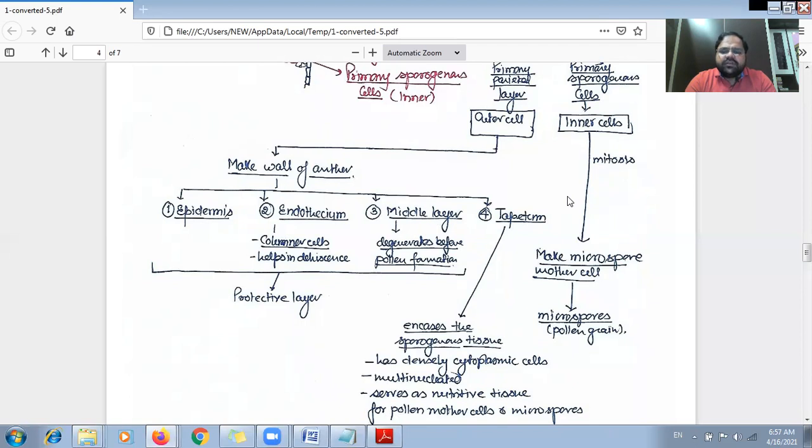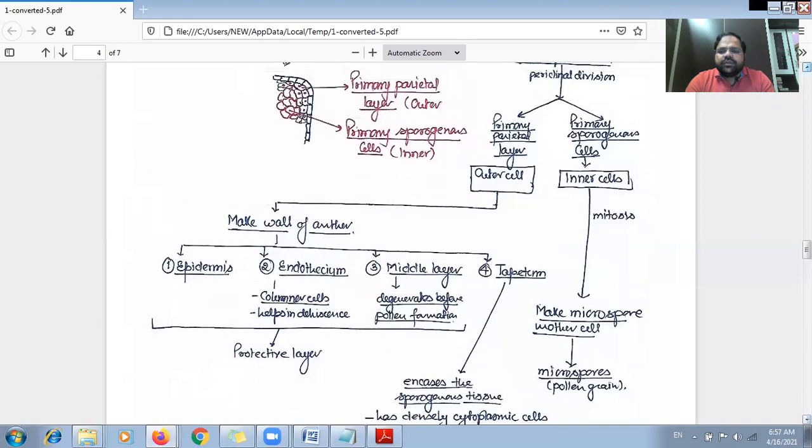So we have already seen the transverse section of the anther. Now we can again see the structure, but before that we will see what happens to the inner layer. The inner layer, known as primary sporogenous cells, will go through mitosis and form microspore mother cells, and these microspore mother cells go through meiosis and form pollen grains.